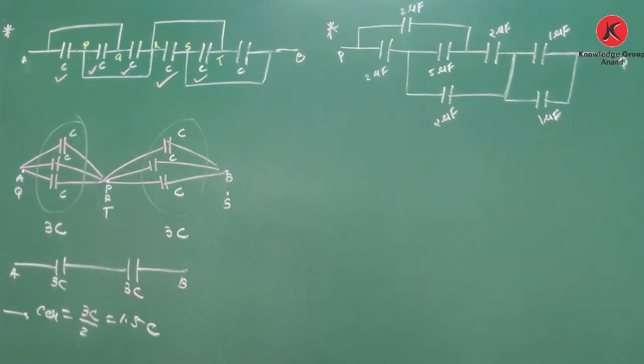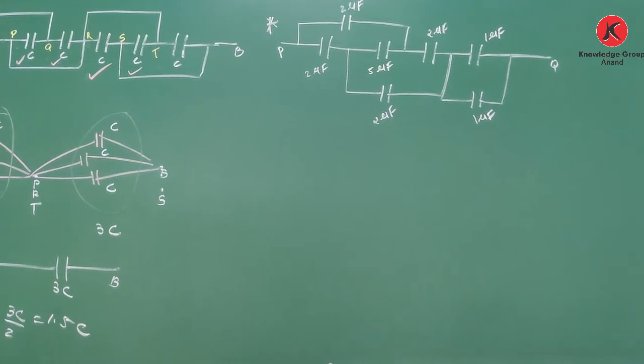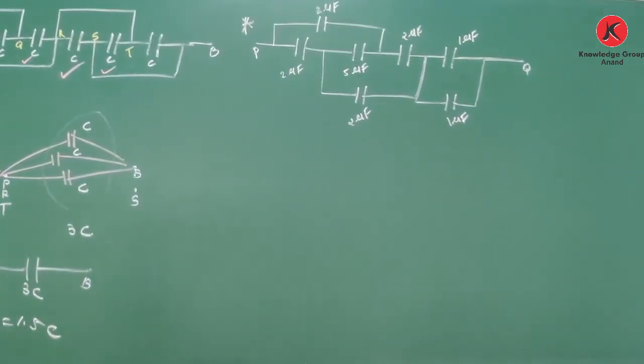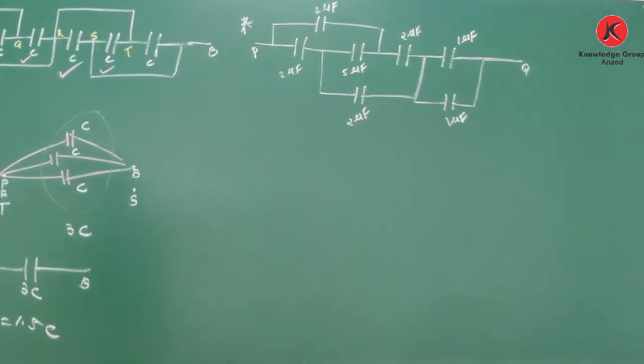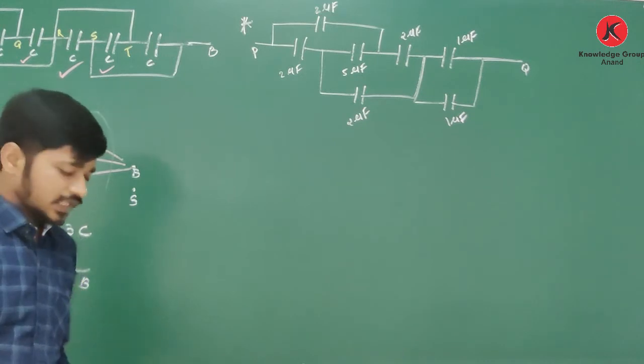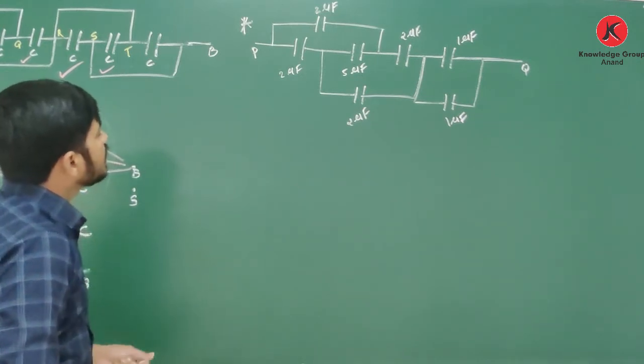Okay, now next question. See what is next question. Here it is. Again, you are given a group of capacitors as shown in the figure. You have to find what is the equivalent capacitance between P and Q. Equivalent capacitance between P and Q. So yes, again we will take some points.